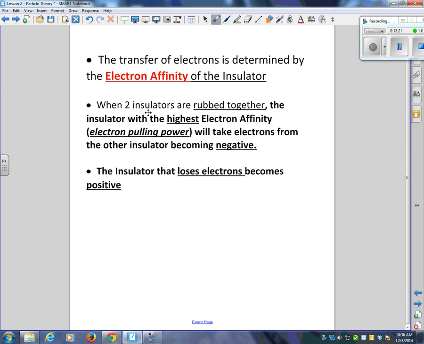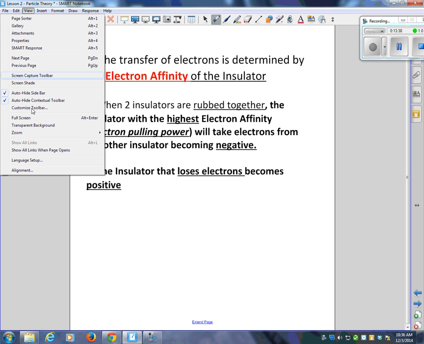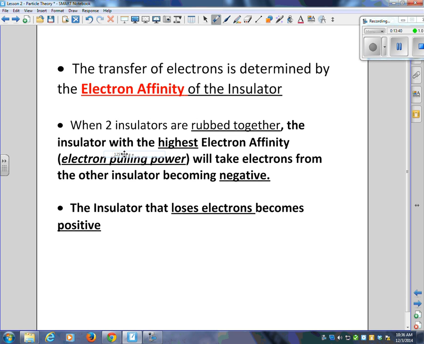When two insulators are rubbed together, the insulator with the highest electron affinity, the bigger kid with the most Halloween candy, will take electrons from the other insulator and will become negative. So the one that's stronger, the one that has the higher electron affinity, will exhibit a negative charge. The insulator that loses electrons becomes positive.